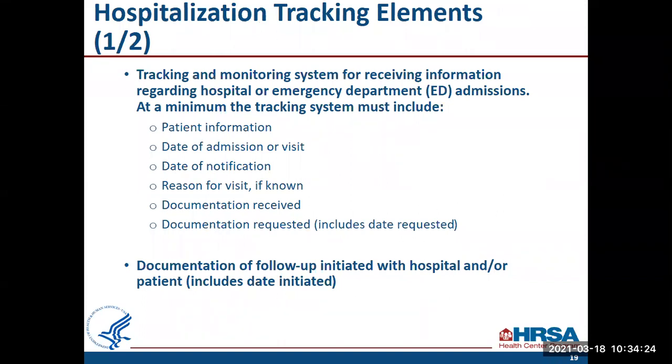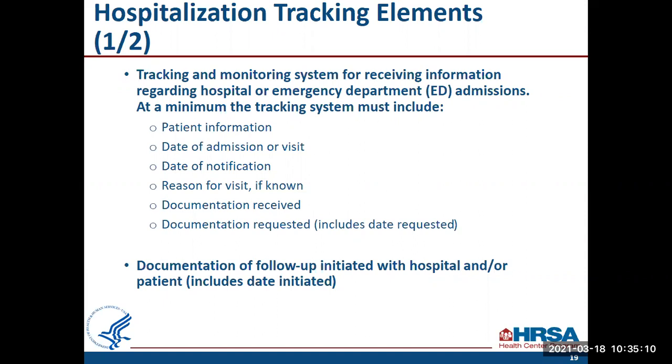For hospitalization tracking, you should include a tracking and monitoring system for receiving information regarding hospital or emergency department admissions. At a minimum, the tracking system must include patient information, date of admission or visit, date of notification, reason for visit, if known, documentation received, documentation requested, which includes the date it's requested. And you should also maintain documentation of follow-up initiated with the hospital and/or the patient to include the date initiated.